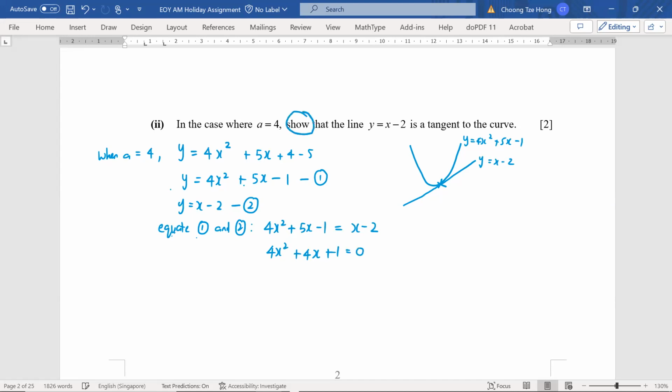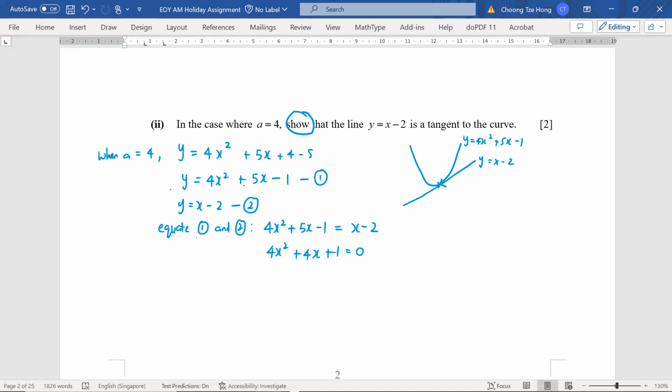For a show question, you cannot straight away state that b squared minus 4ac equals 0, although that is the case when the line is tangent to the curve. If it's a show question, you need to sub in the values into the discriminant b squared minus 4ac, work it out, and show that it equals 0. Then we can come to the conclusion.